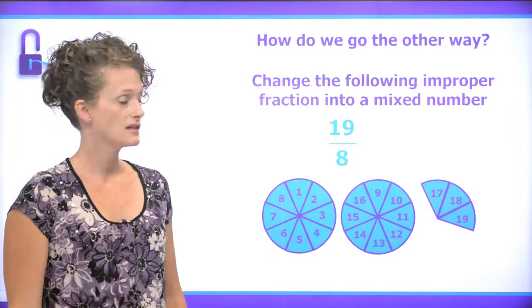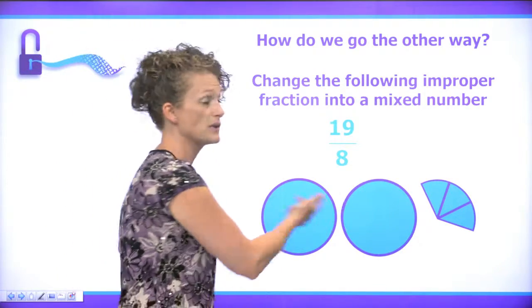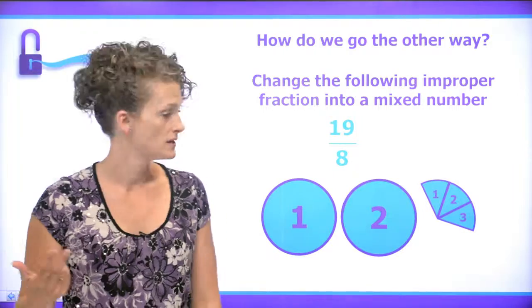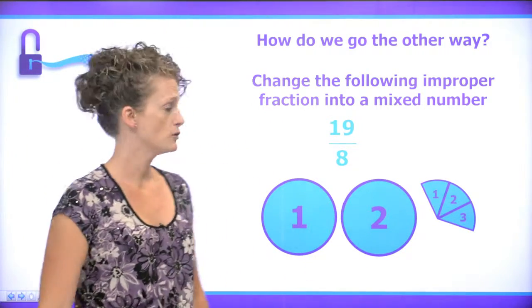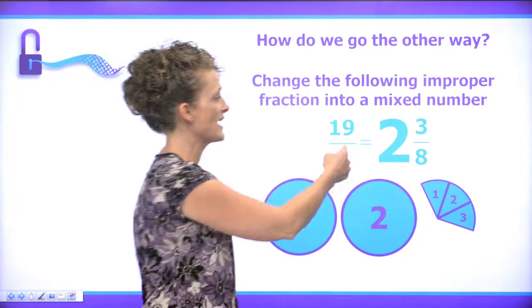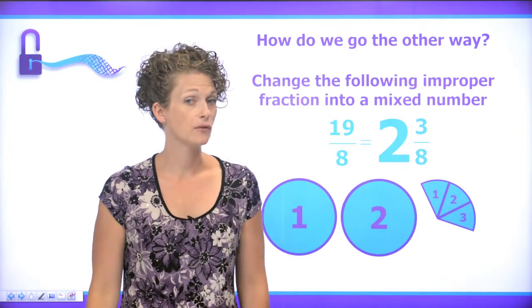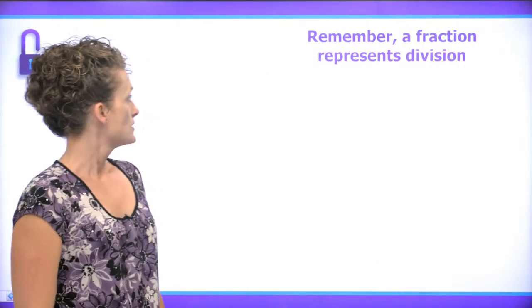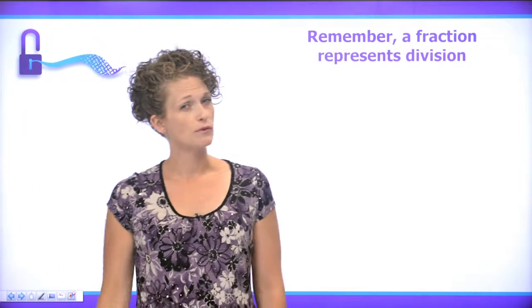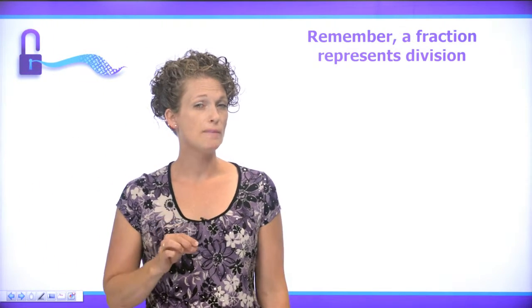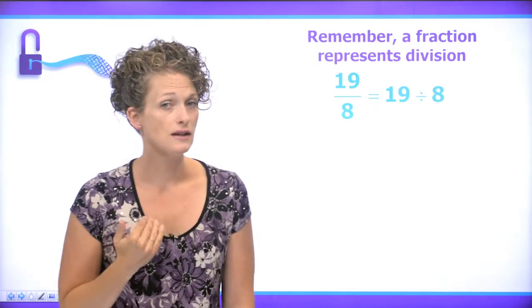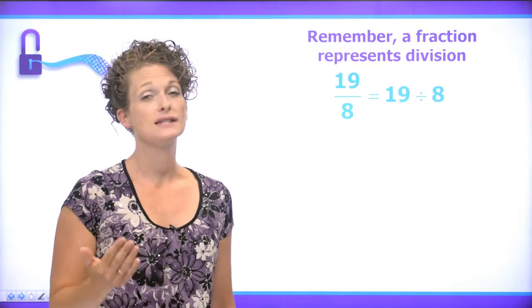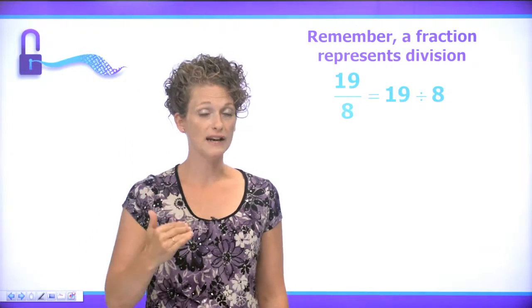Well, let's think of that a different way. We can see that we have 2 wholes, and then we have 3/8 left over. So we write that as 2 3/8. So remember that a fraction represents division. Whenever you see a bar, it means the top divided by the bottom. So 19 over 8 is the same thing as saying 19 divided by 8.